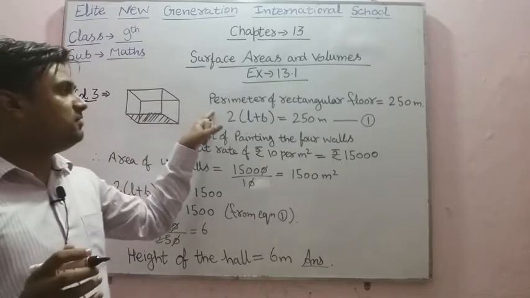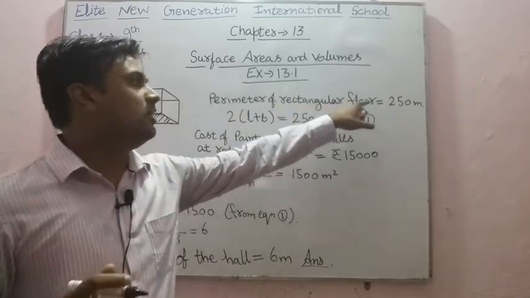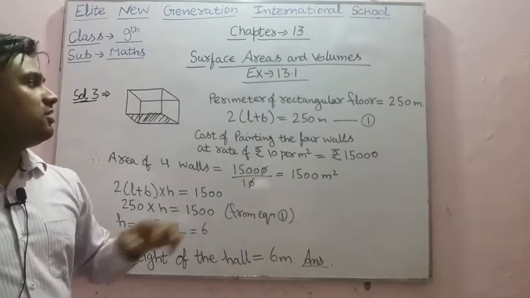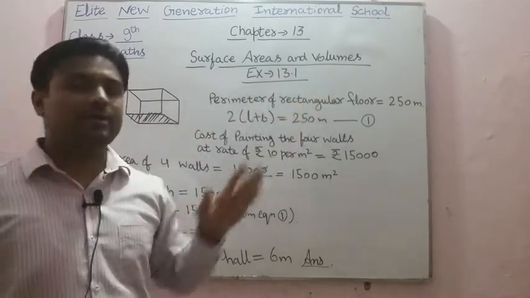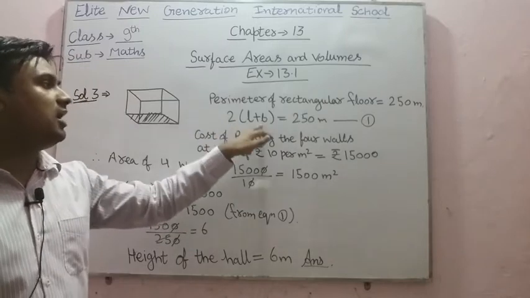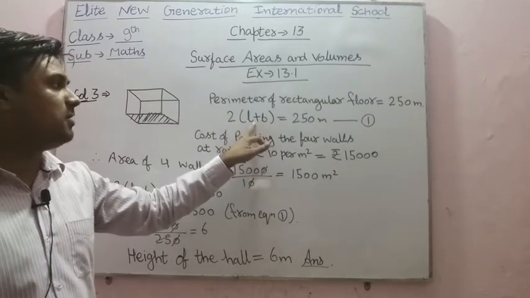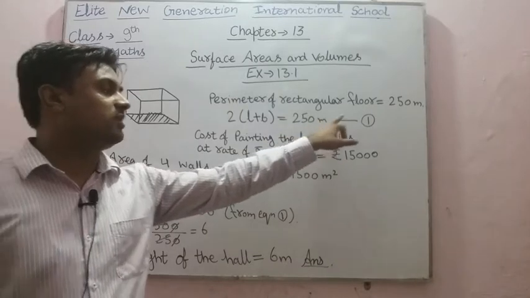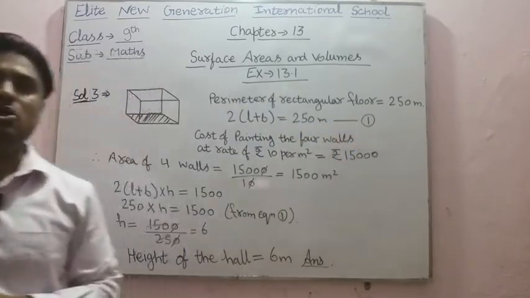Here we are given that the perimeter of the rectangular floor equals 250 meters. The formula for the perimeter of a rectangular floor is 2 into (L plus B). That is the formula for the perimeter of a rectangle, which equals 250 meters. We can put this as equation number 1.